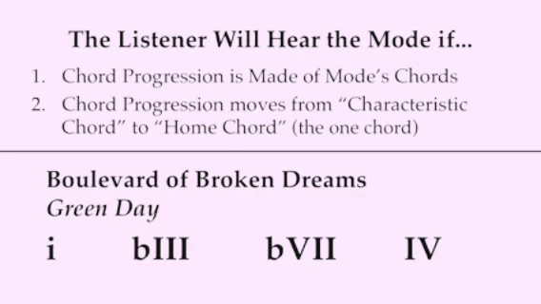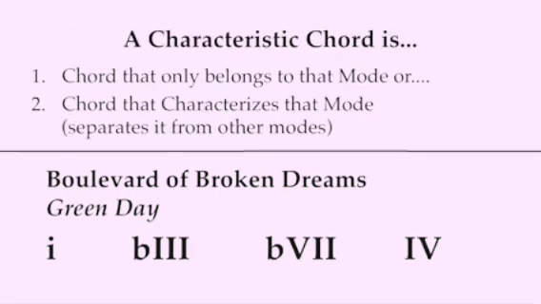But 2 is that when you're writing modal music, meaning songs in different modes that aren't the major key, you want to end your chord progression with a characteristic chord. So this is what a characteristic chord is. It's a chord that only belongs to the Dorian, or that really says, hey, you're in the Dorian mode.